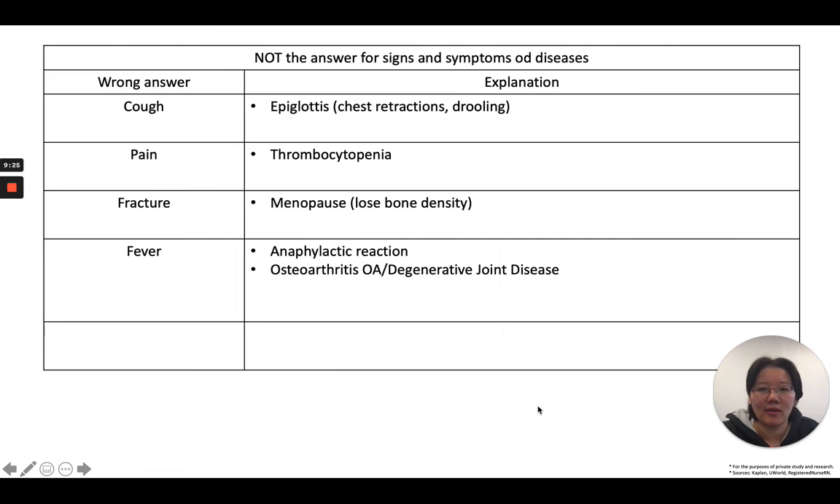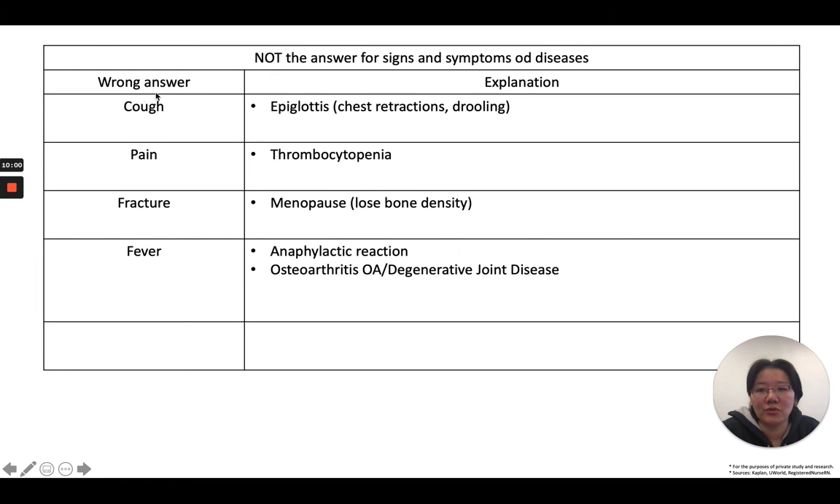Okay. I also graphed it like this: not the answer for signs and symptoms of the disease. For example, osteoarthritis does not cause fever. Rheumatoid arthritis causes fever, but not osteoarthritis. So I just make a table like this saying this is the wrong answer.